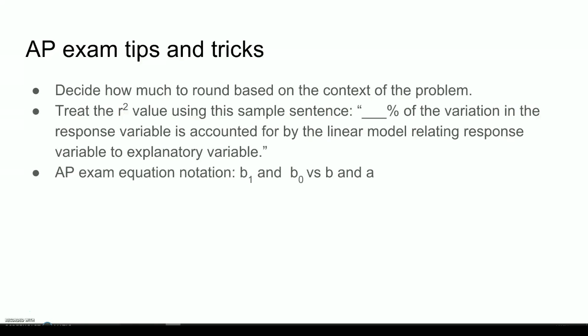The second one is to treat the r squared value using the sample sentence: blank percentage of the variation in the response variable is accounted for by the linear model relating response variable to explanatory variable. So basically, if it asks you to interpret the r squared value, you should treat it like a fill-in-the-blank question. The last one is that the AP exam equation sheet will give you the notation B1 and B0 instead of the traditional B and A that you will see in your textbook.